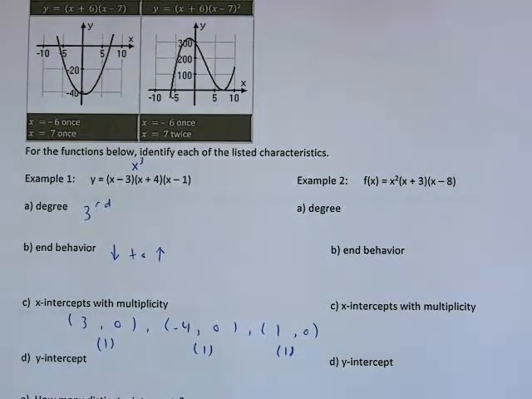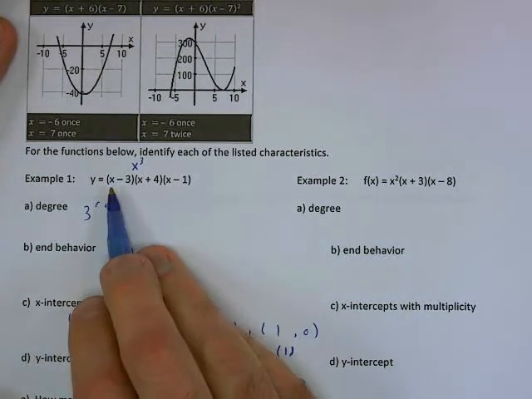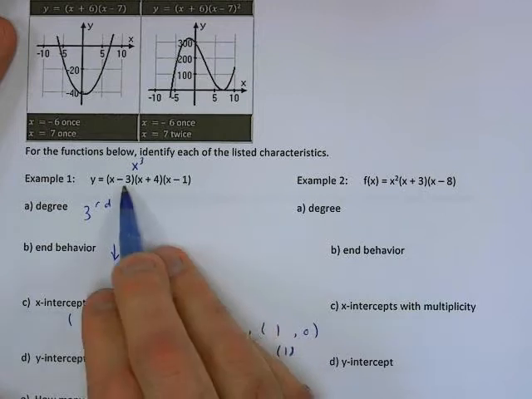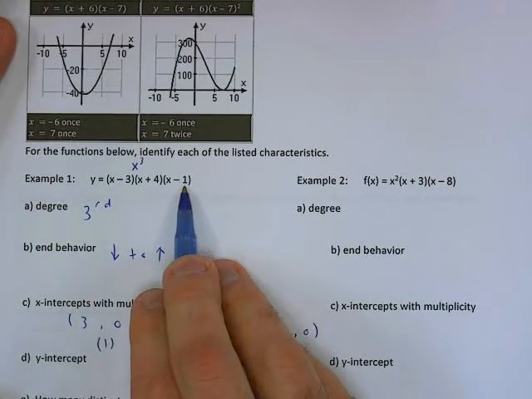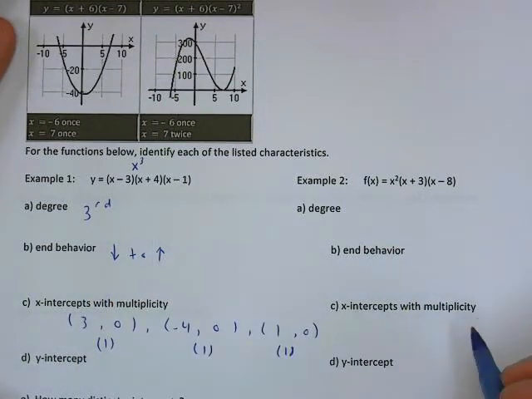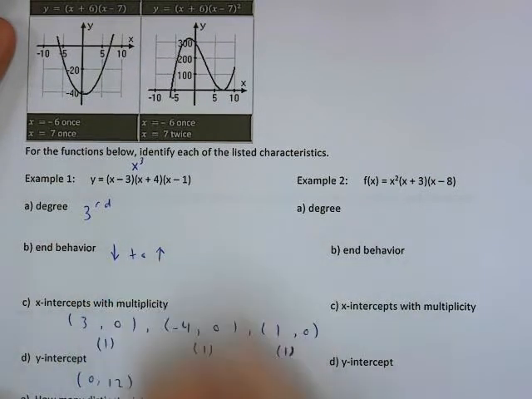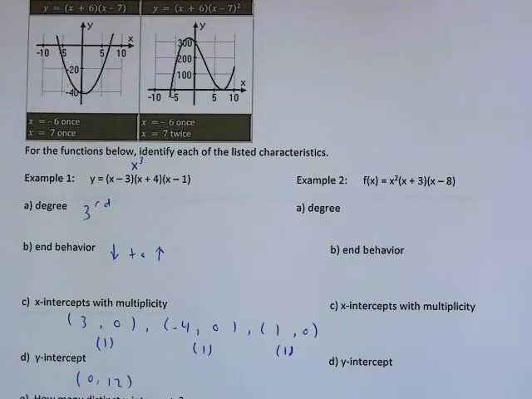Okay, where's my y-intercept? Let's see, if I stick an x of 0 here and here and here, I get negative 3. I'm going to get rid of the negatives first. Negative 3 times negative 1 is positive 3, times 4 is 12. So then we get (0, 12) for our y-intercept.